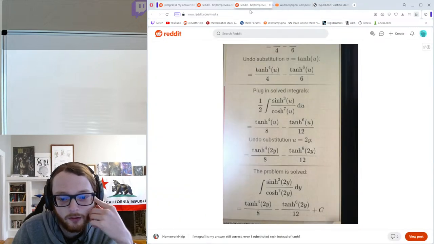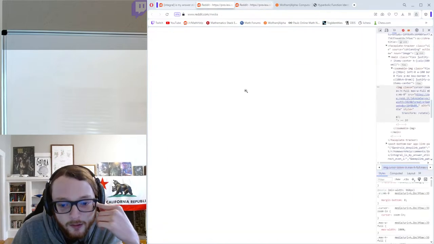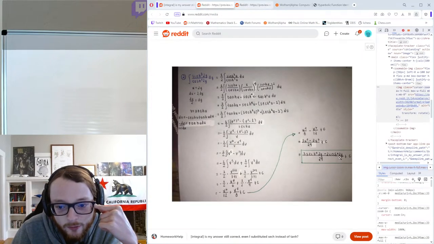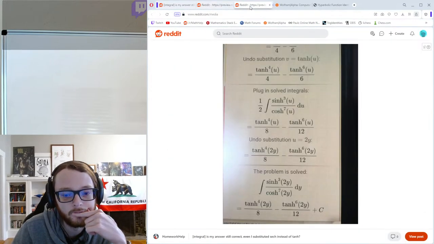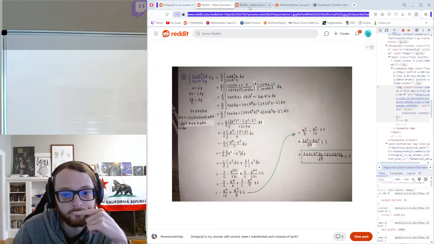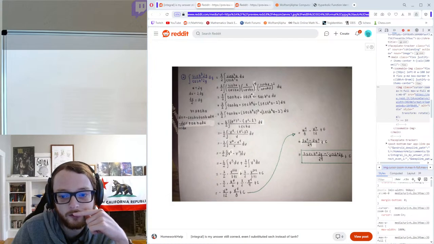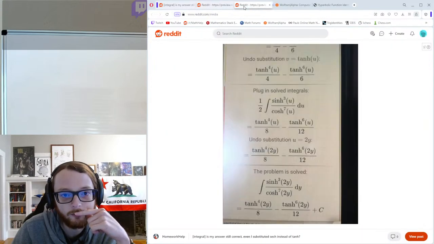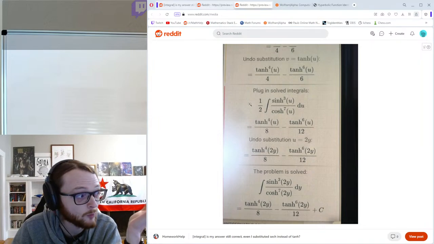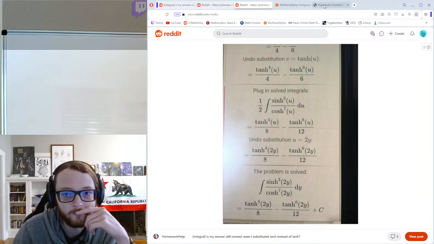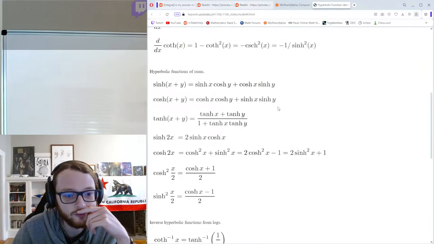What are the angles involved here? We have a 2y and a 2y. Okay. So it should be, I guess, 1/8 goes with the power of 4, 1/12 goes to the power of 6, and a negative sign. Okay, so it's the exact same thing, but one is hyperbolic secant, the other is hyperbolic tangent. That's kind of interesting.